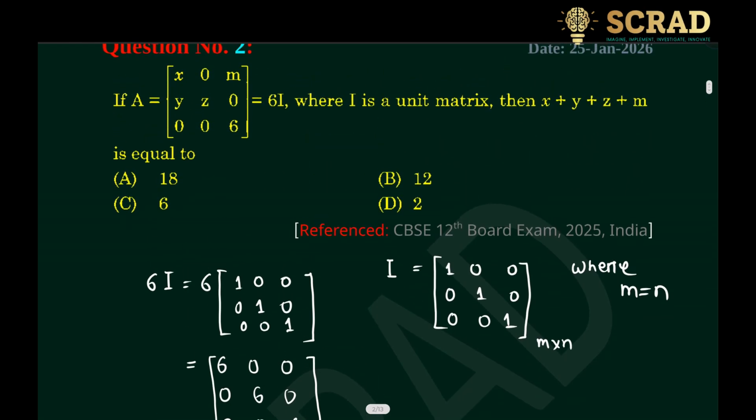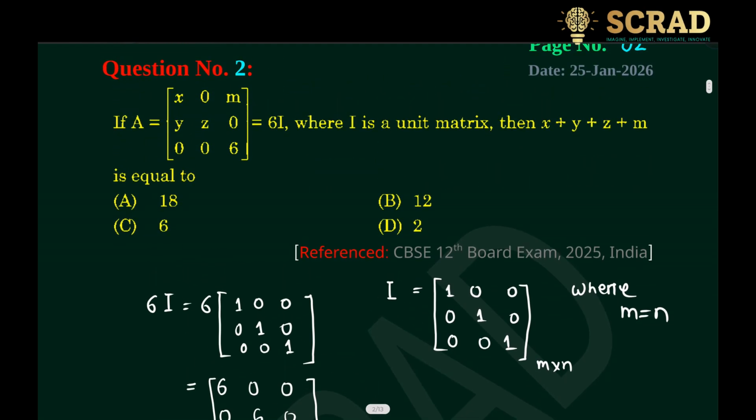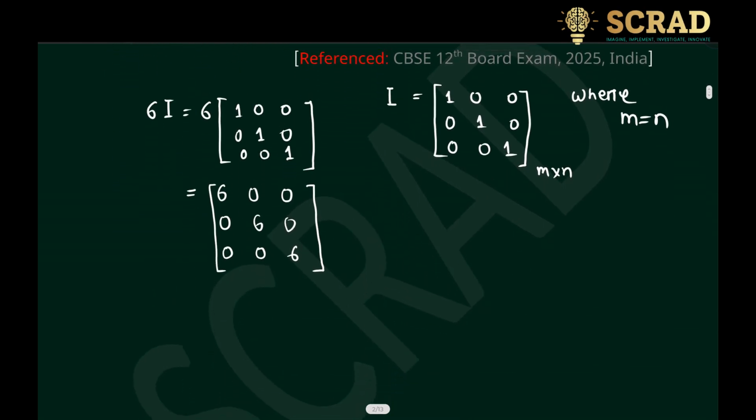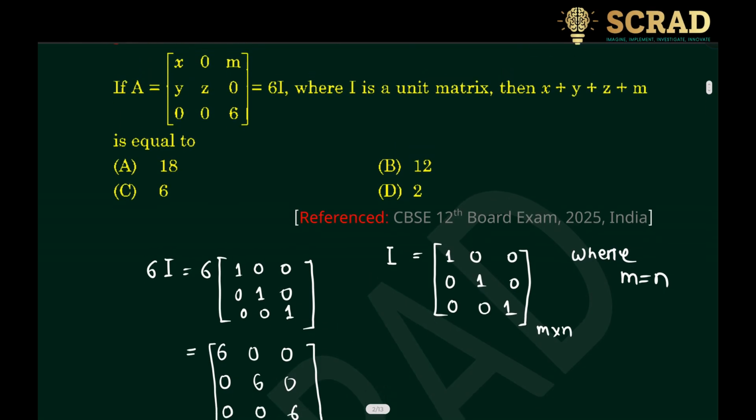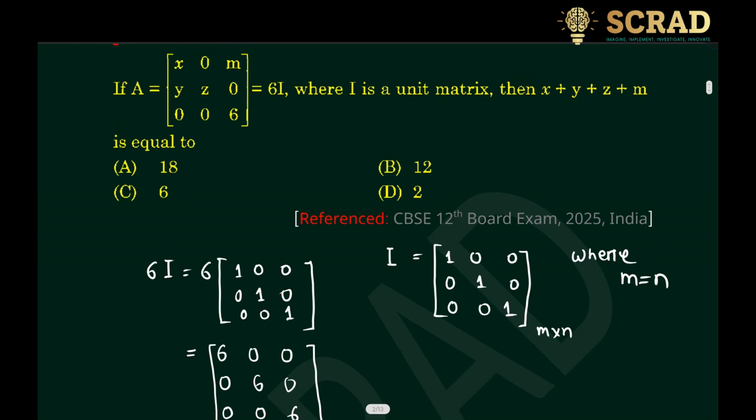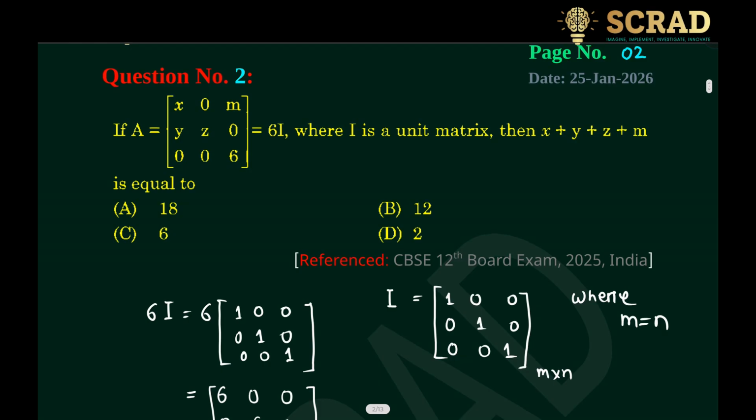So in the question it has given us that A equals to this matrix and equals to 6I. Okay, so here I have taken the identity matrix as 3 cross 3, but how did I decide it? I have to take 3 cross 3 because if you see, the given matrix here is 3 cross 3, right? This is 3 cross 3.